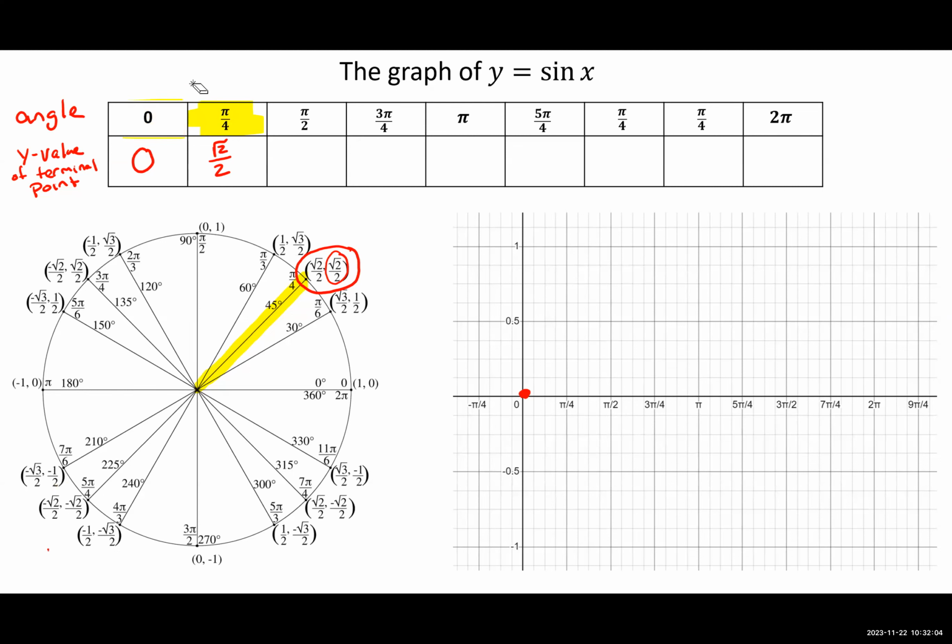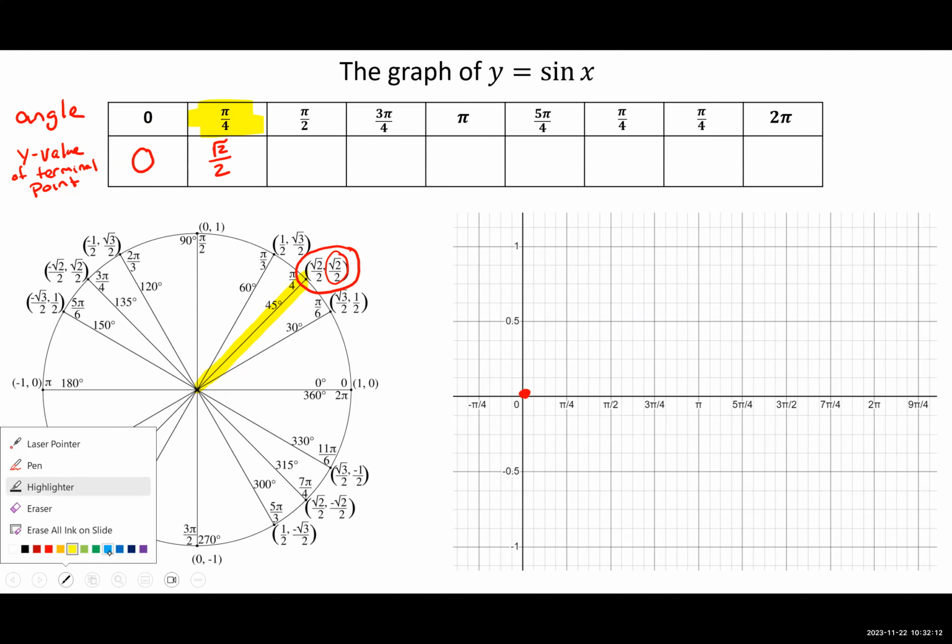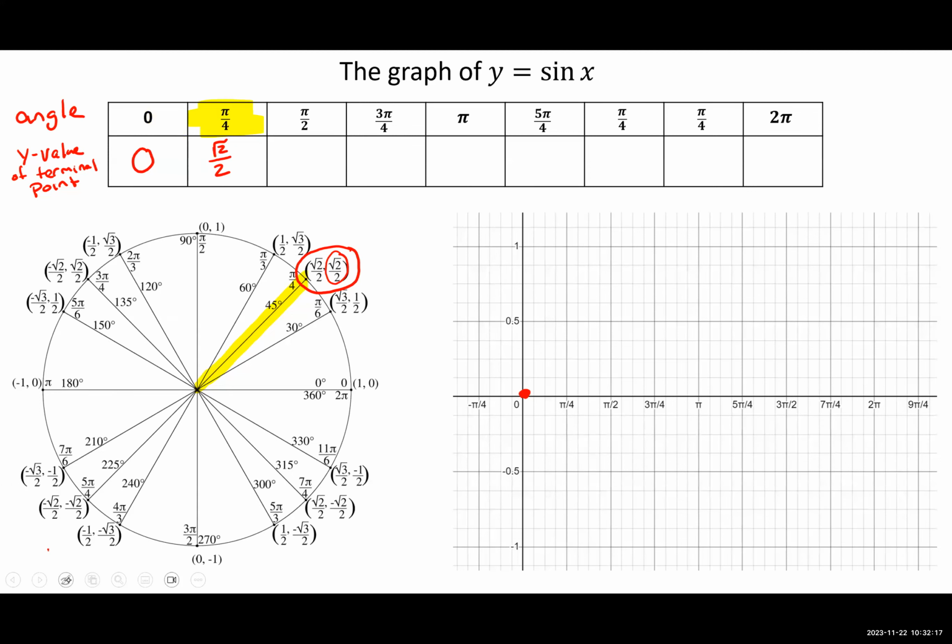So root 2 over 2 is approximately 0.7. It's about 0.7. So let's put that over here on the side just so we have something to go by. We'll say the square root of 2 over 2 is about 0.7, just so we know where to put our points. Right, so 0.7 is about right there. So this point is right there.